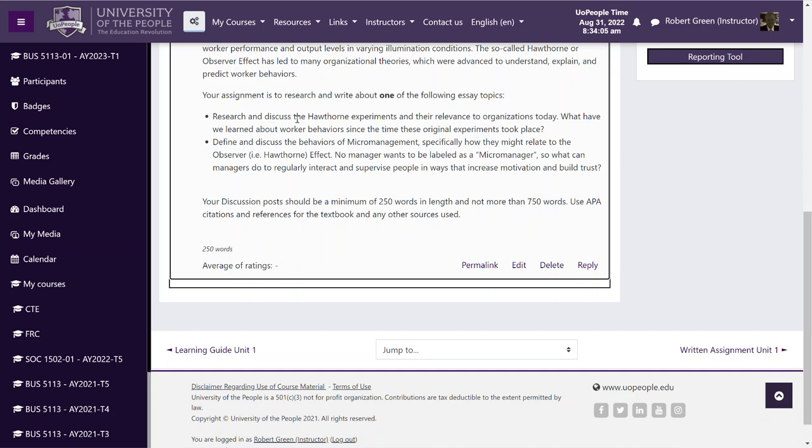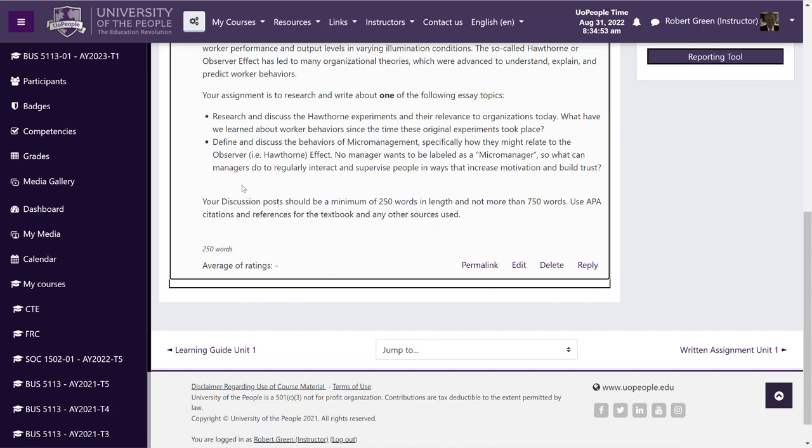Research and discuss the Hawthorne experiments and their relevance to organizations today. What have we learned about worker behavior since the time these original experiments took place? The other question that you could write about is define and discuss the behaviors of micromanagement, specifically how they might relate to the observer, i.e., using Hawthorne. No manager wants to be labeled as a micromanager. So, what can managers do to regularly interact and supervise people in ways that increase motivation and build trust?